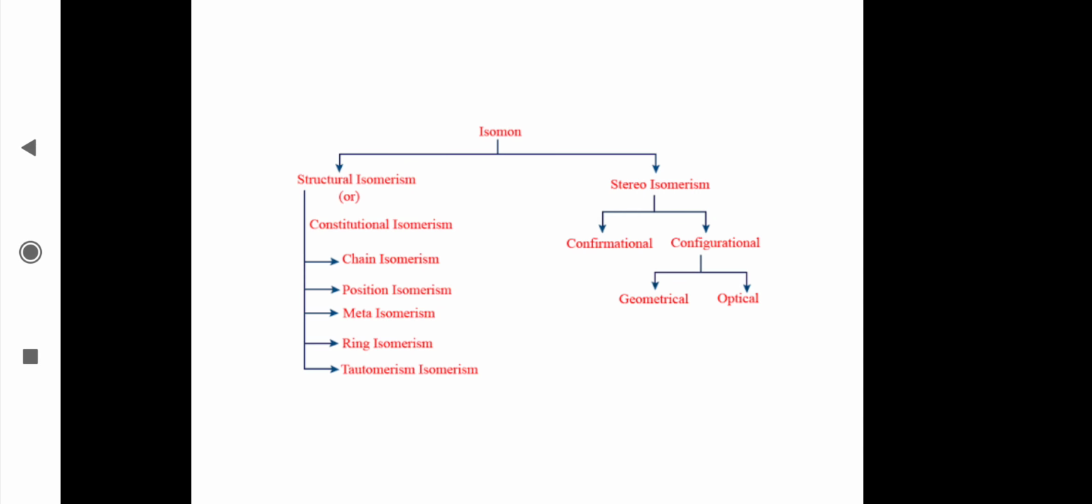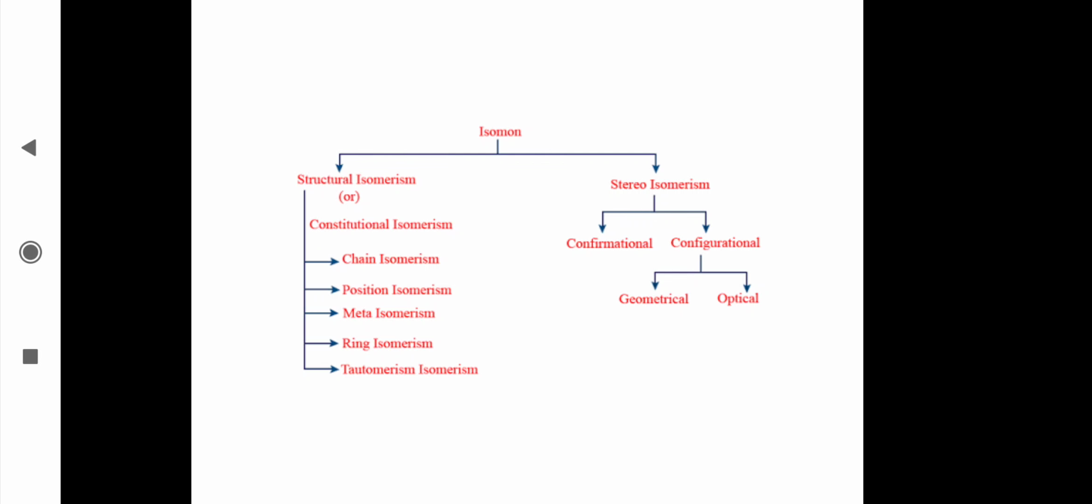Then you can see here isomers. They are classified into structural isomers and stereoisomers. Structural isomers can also be called constitutional isomers. Under that, you have some subclasses, which include chain isomerism, positional isomerism, metamerism, ring isomerism, then tautomerism. I'm not going to explain structural isomerism because I think we did it in our POC one, so I think it's still fresh in our minds. So I'll just go straight to stereoisomerism.